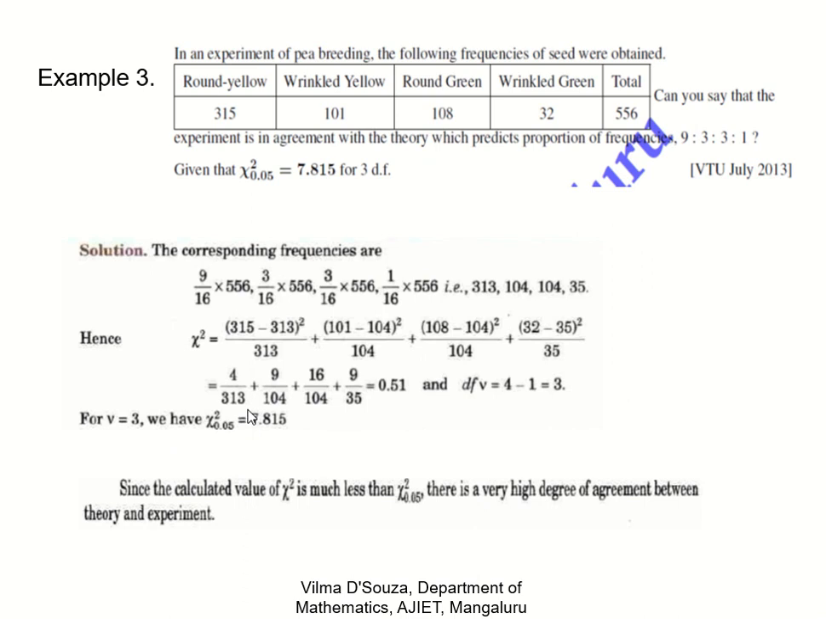So what can you say? Hypothesis is accepted. That is, there is a very high degree of agreement with the theory which predicts the proportion of frequencies 9:3:3:1. Or you can also say the same thing in your own sentence. There is a high degree of agreement between the experiment and the theory. There is a high degree of agreement between the experimental value and the theoretical value.